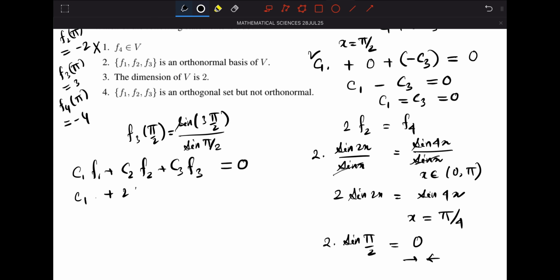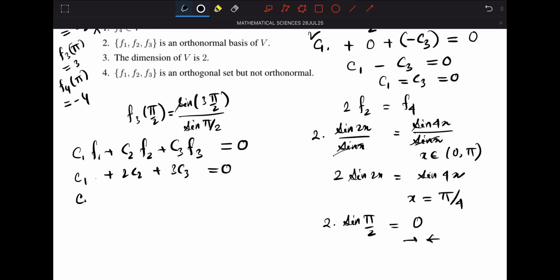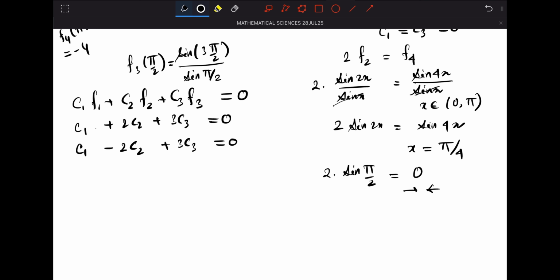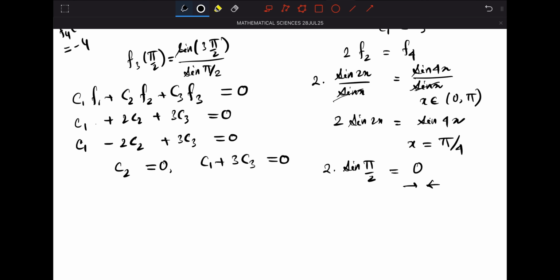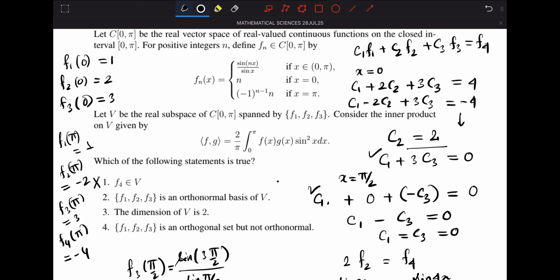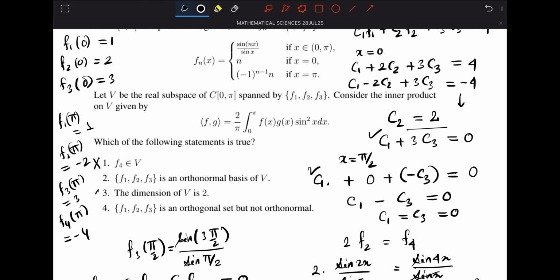So C1 plus 2C2 plus 3C3 is 0. Evaluate at pi. C1 minus 2C2 plus 3C3 is 0. And from that you have C2 equal to 0 and C1 plus 3C3 is 0. Now evaluate at pi by 2, you will get C1 minus C3 is 0. So from these two equations you have C1 equal to C3 equal to 0. So these functions are linearly independent. So this is also not correct.